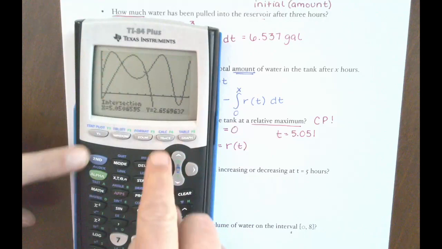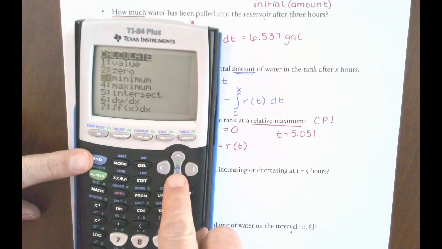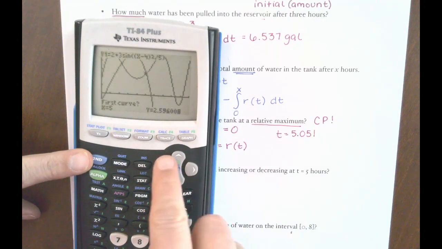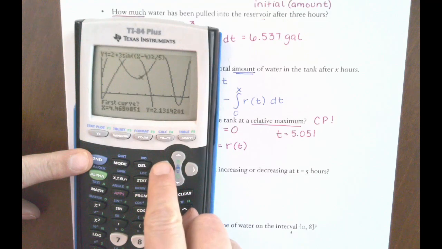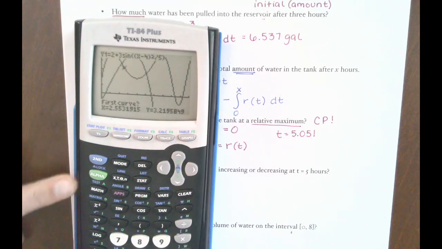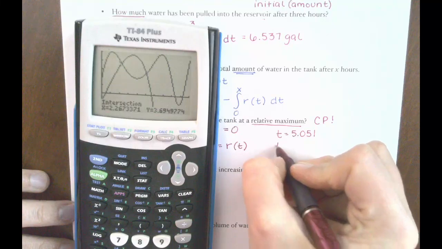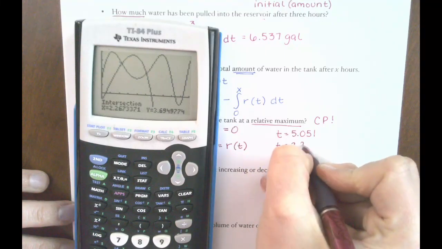Let's go find the other intersection point. I'm going to move my cursor to the left so that it's closer to that intersection. So you'll see my dot kind of moving to the left there. I just want to get closer to that intersection. And then I should be able to hit enter, enter, enter. So first curve, second curve, guess. And my other place is at t equals 2.267.